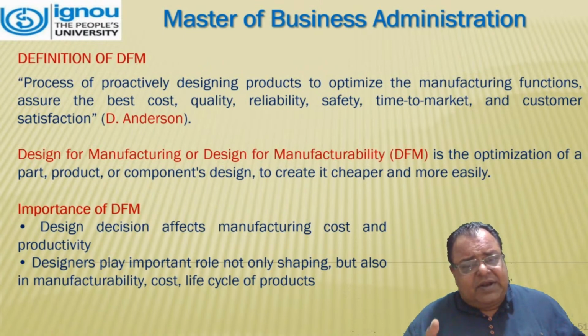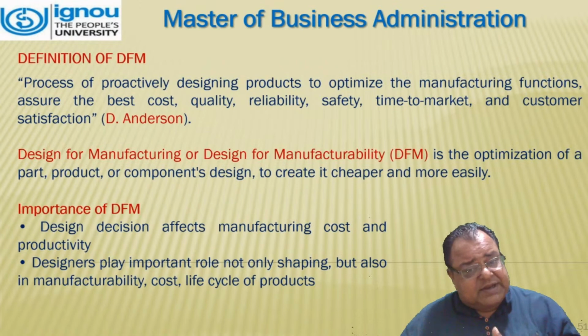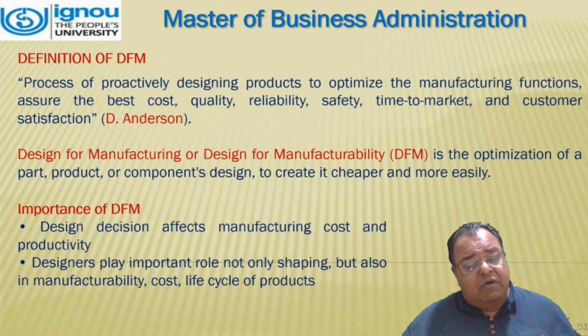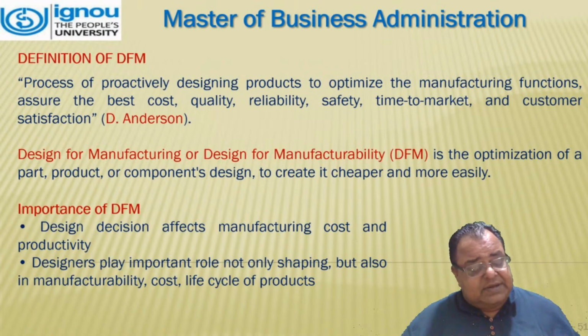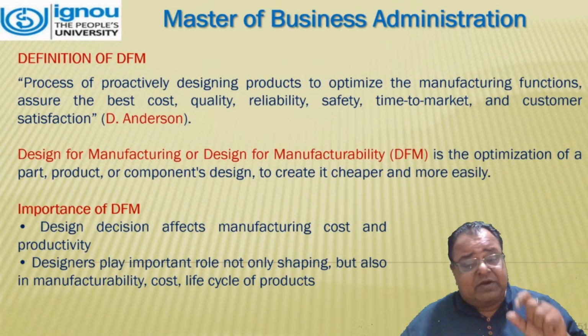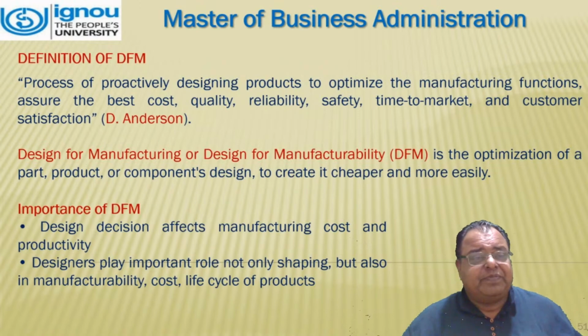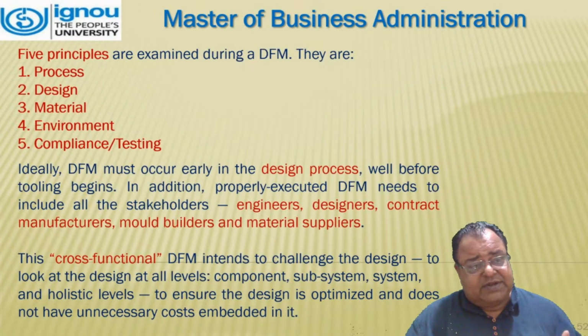Design for manufacturing, or design for manufacturability, is the optimization of a part, product, or component's design to make it cheaper and easier to produce. The importance of DFM is that it affects manufacturing cost and productivity. Designers play an important role not only in shaping but also in manufacturability, cost, and life cycle of products. There are five principles that are examined during DFM. They are process, design, material, environment, and compliance and testing.